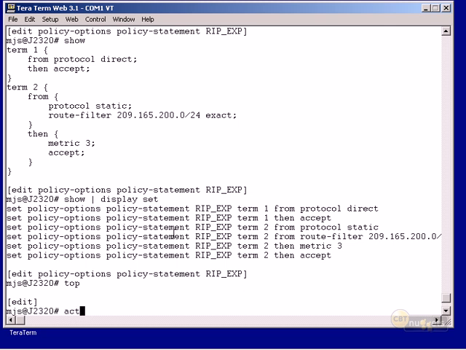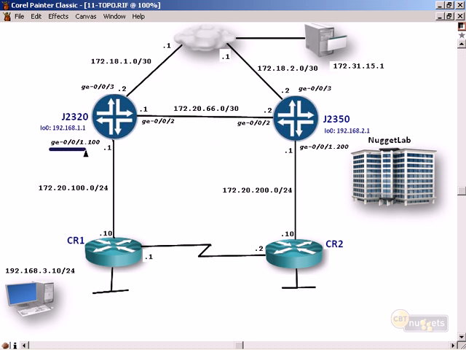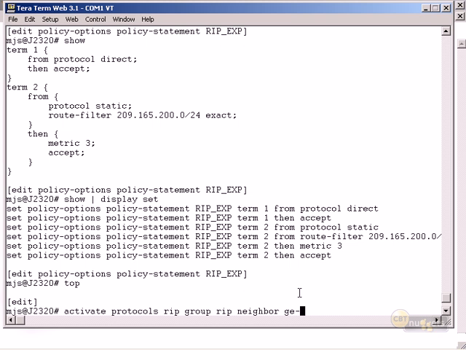But remember, before those Cisco routers can participate, I would need to go in the edit configuration and I would have to activate the protocols. And I would have to say activate protocols RIP group RIP, and then I would have to say neighbor, and then the neighbor would be, of course, ge-0/0/1.100, right? I put that command in there, and that would activate that command, and now that particular interface would start exporting all of this particular RIP_EXP policy over into the Cisco routers.